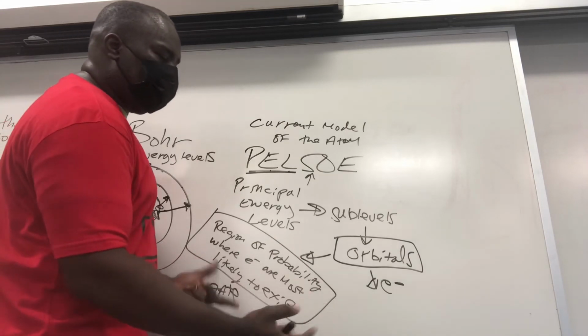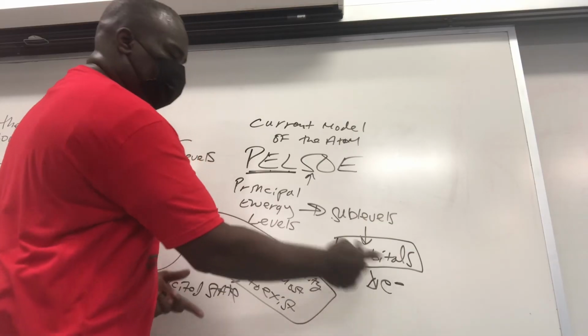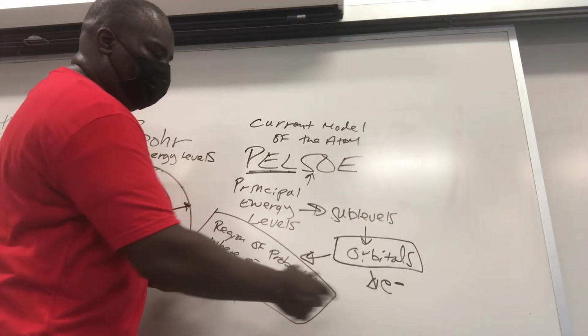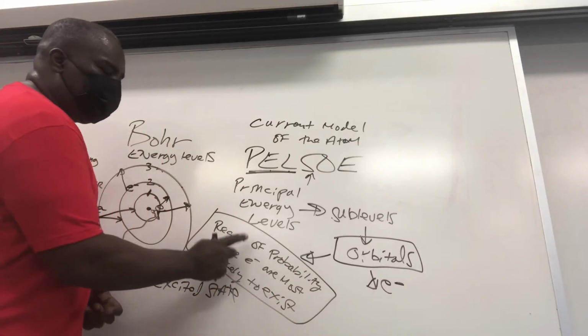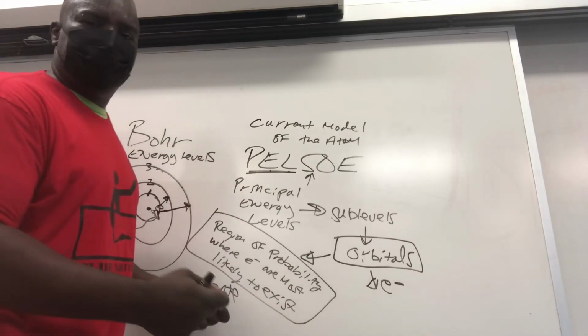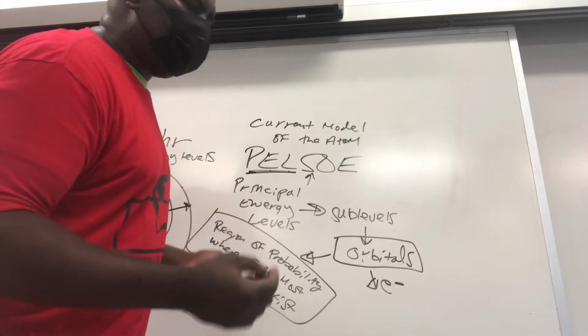And they always ask you, in the current model of the atom, where are electrons located? They're located in the orbitals. Or they can ask you, what's the definition of an orbital? It's a region of probability where you're most likely to find electrons. They're computer generated.